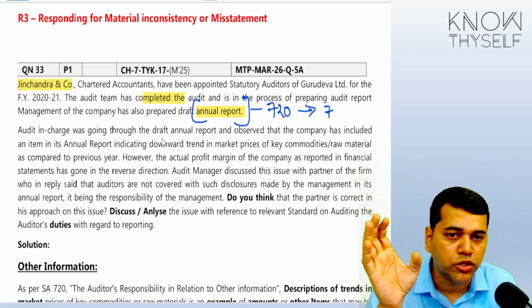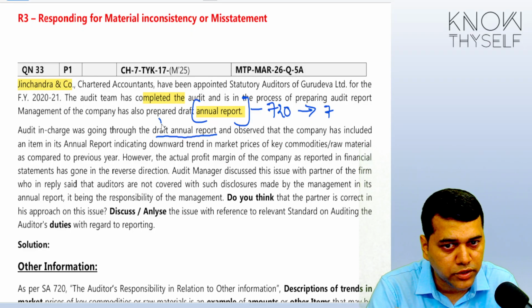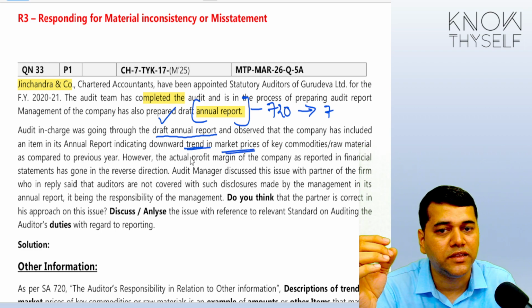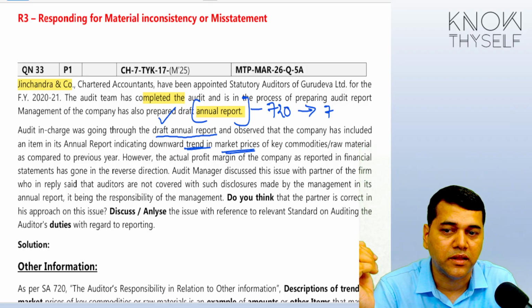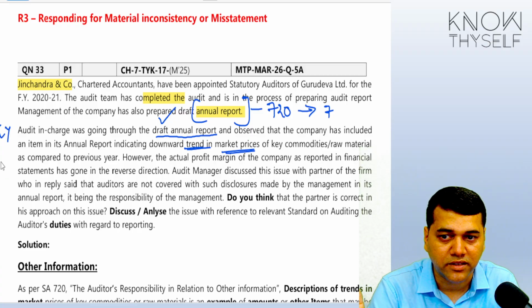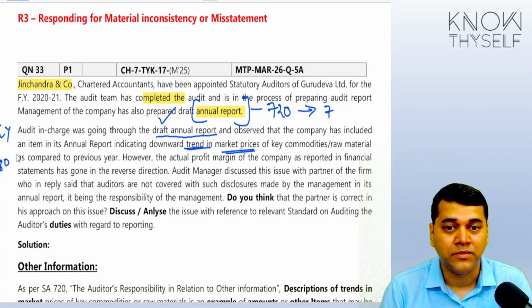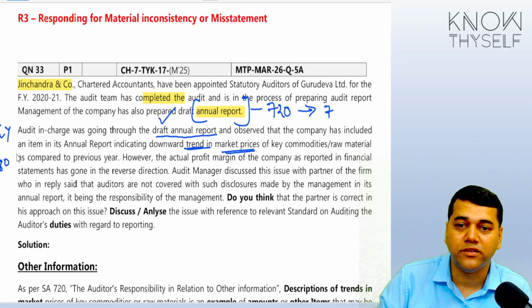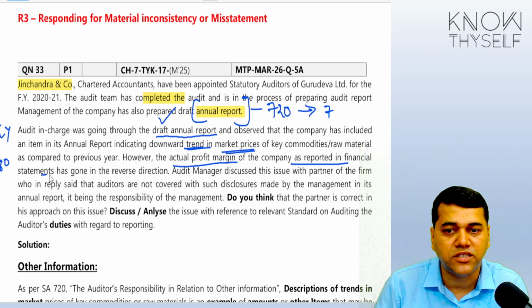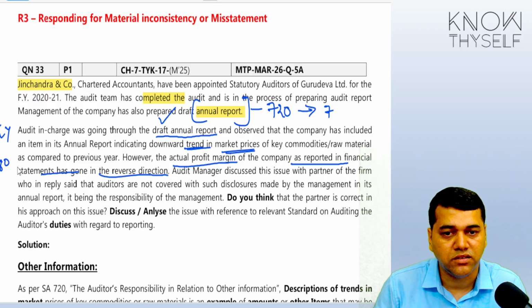Now, the auditor in charge was going through the draft annual report. Is he supposed to do that? Yes. Observe that the company has included in its annual report a downward trend in the market price of key commodity raw material as compared to the previous year. Okay, so there is some trend in the market price of the raw material. They say, okay, last year, my previous year, the commodity price was $100, and this year, current year, that commodity price has come to $80. They are trying to give one rosy picture. Look, our cost of raw material is reducing. However, the actual profit margin of the company as reported in the financial statement has gone in the reverse direction.